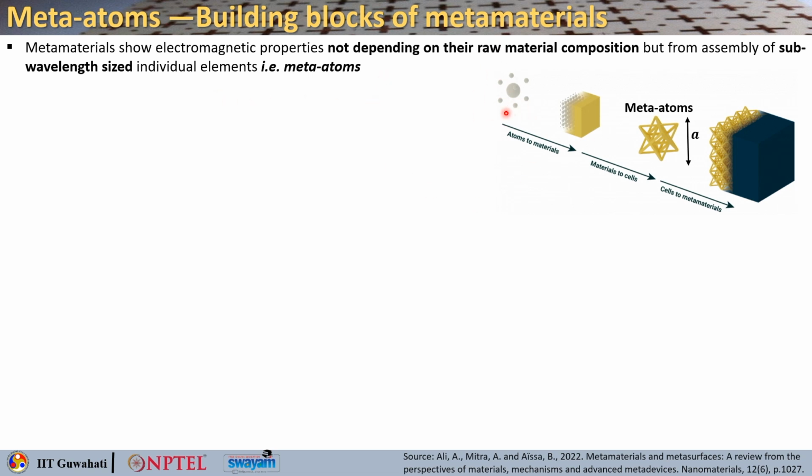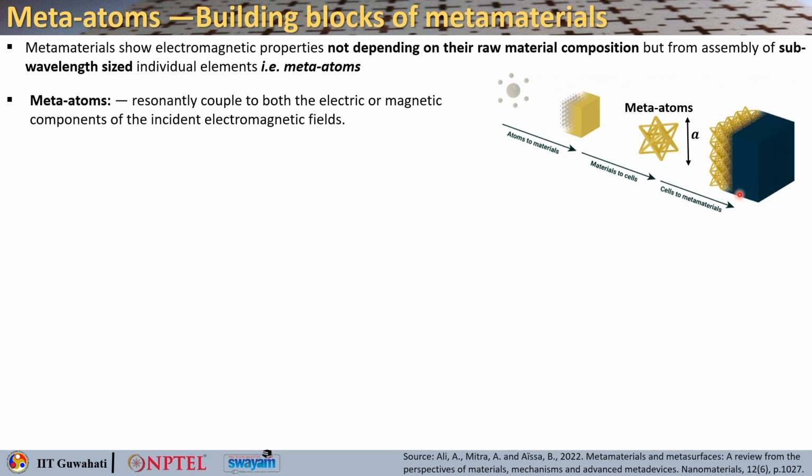So, you can see you have these atoms. With that, you are forming a material. That material you are using to form your unit cell design, which is a meta atom, and the periodic arrangement of this meta atom decides the overall property of the material that you are making. So, your metamaterial properties are essentially independent of the constituent materials' properties, right? Meta atoms can resonantly couple to both the electric and magnetic components of the incident electromagnetic waves. That is how meta atoms work.